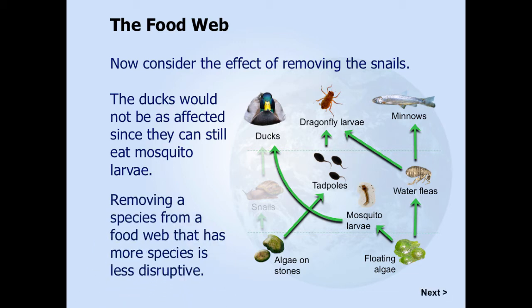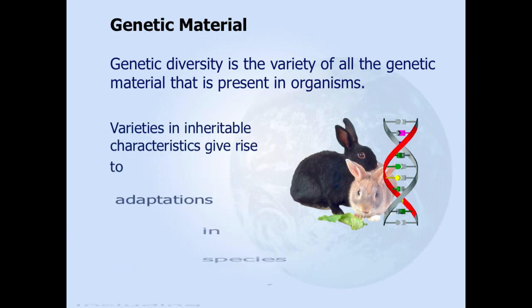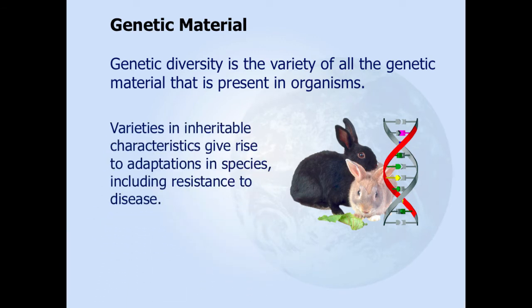So if you remove a species from a food web that has more species, it is less disruptive. So let's get into genetic material. Genetic diversity is a variety of all the genetic material that is present in an organism. We kind of talked about this when we went into sexual versus asexual reproduction. One of the advantages of sexual reproduction is diversity, and that was an advantage, so now we're going to find out why. Varieties in inheritable characteristics give rise to adaptation in species, including resistance to diseases.